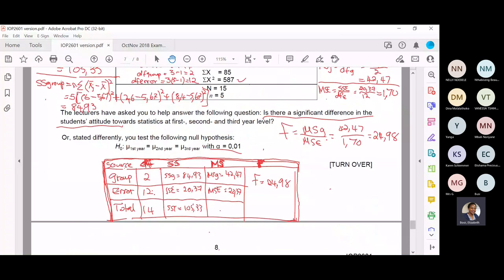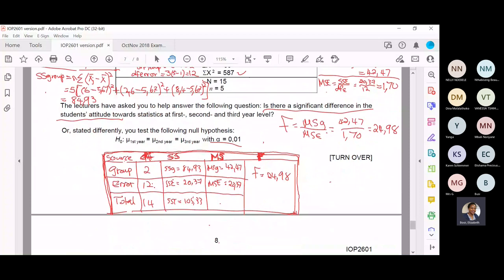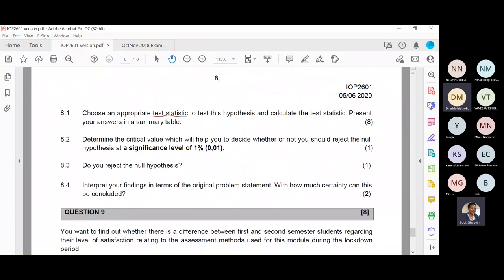8 marks. So probably 1 mark for the table, 1 mark for each of the calculation. I don't know how they mark it, but that will be 1 mark for each one. Probably they will mark it inside the table. So 1 mark for the table, 1, 2, 3, 4, 5, 6, 7, 8, something like that. I don't know, but it's 8 marks.